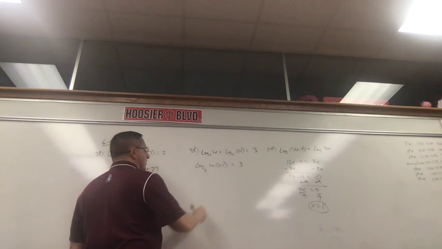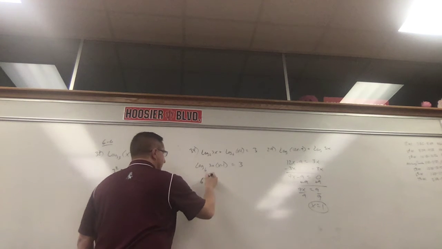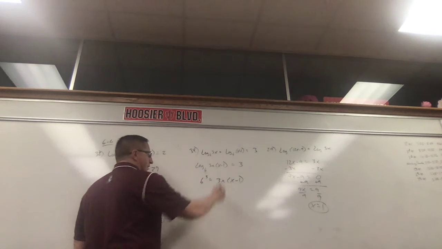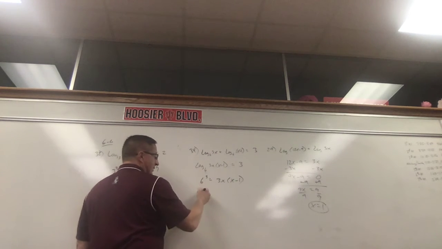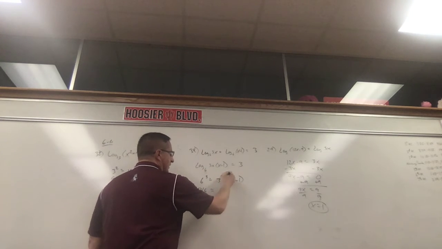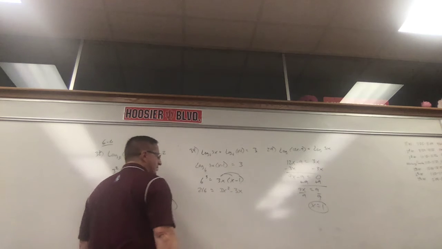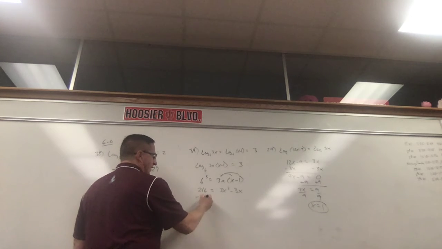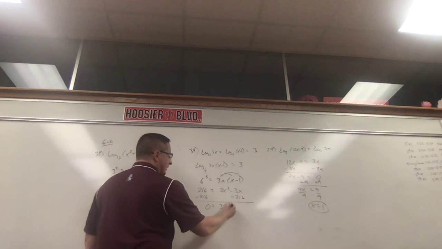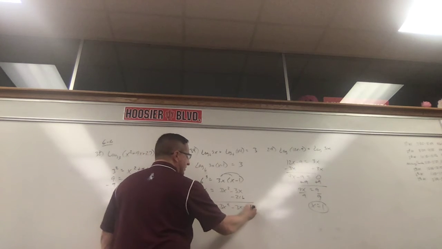Now let's write it without logs. 6 to the third equals 3x times x minus 1. Let's distribute. And 6 to the third is 6 times 6 times 6, which is 216. 3x times x is 3x squared. 3 times negative x is negative 3x. Again, it's a quadratic, so we have to have it equal 0. It's minus 216 each side. So we have 3x squared minus 3x minus 216.